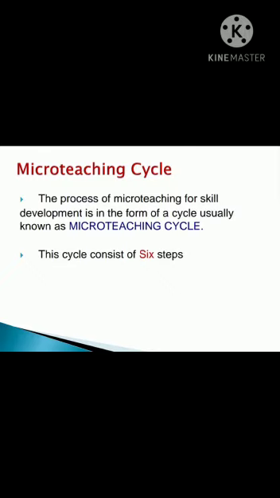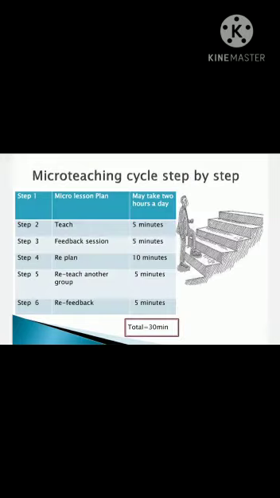Microteaching cycle. The process of microteaching for skill development is in the form of a cycle, usually known as the microteaching cycle. This cycle consists of 6 steps. Cycle step by step. Step 1, micro lesson plan, may take 2 hours a day. Step 2, teach for 5 minutes. Step 3, feedback session for 5 minutes.